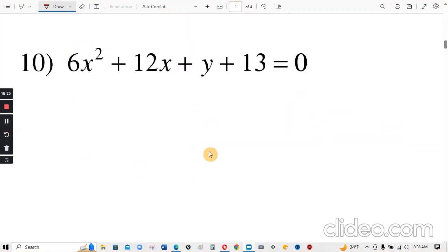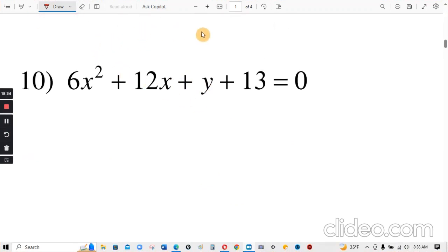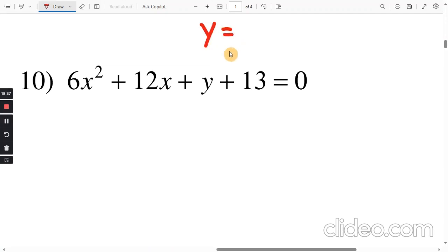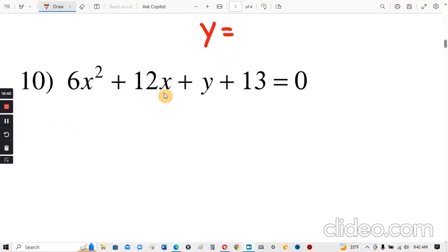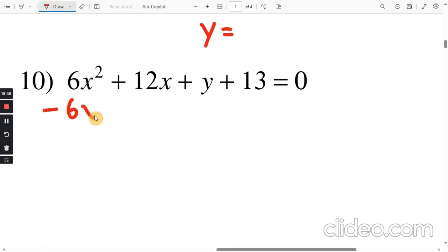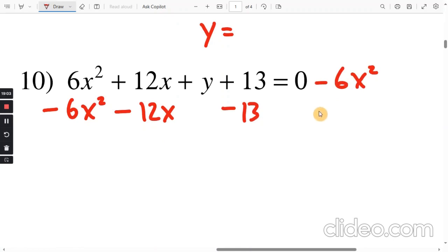All right, number 10. We have a positive y here. We want to get this into y equals form. Okay, we want y equals. All right, so in order to get y equals form, we need to subtract the 6x squared. We need to subtract the 12x. And we need to subtract the 13. All right, you need to do all that to the other side of the equal sign as well. So minus 6x squared and minus 12x and minus 13.